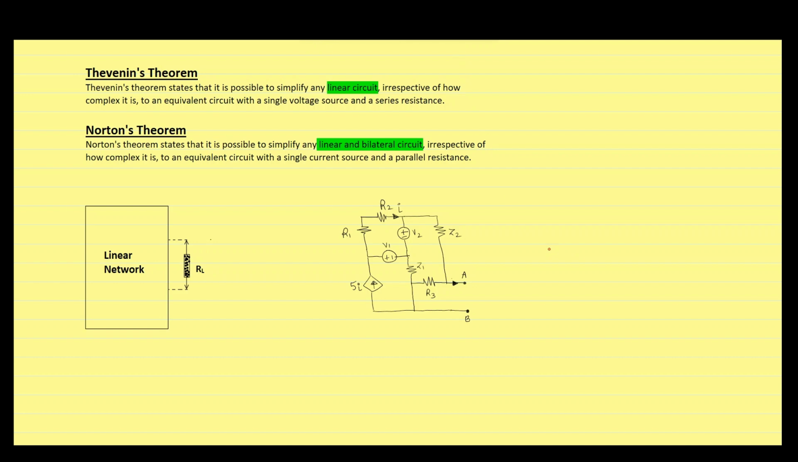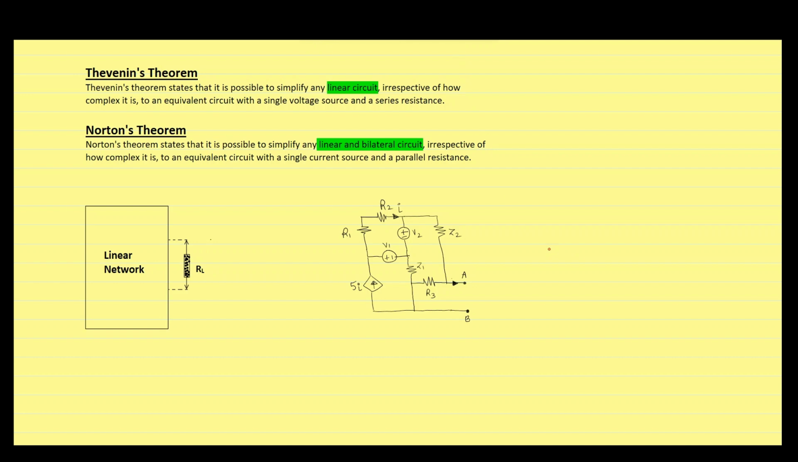Similarly, Norton's theorem states that it is possible to simplify any linear and bilateral circuit, irrespective of how complex it is, to an equivalent circuit with a single current source and a parallel resistance. In these two statements, the most important term is linear circuit. Here, I have already drawn a circuit for reference in which V1 and V2 are independent voltage sources, R1, R2 and R3 are pure resistances, Z1 and Z2 are impedances, and 5I is a dependent current source.